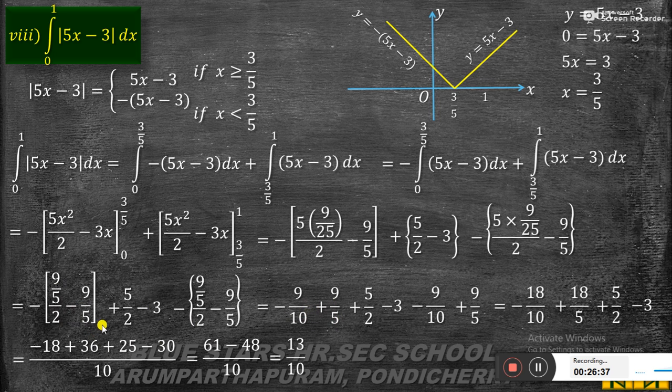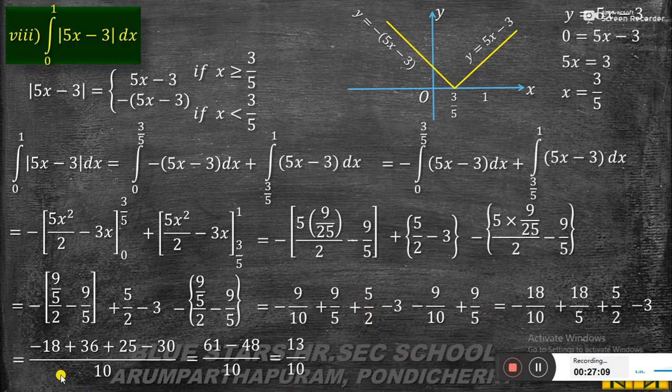So in the next step I write it: plus 5/2 minus 3 minus 9/10 plus, minus into plus, that means minus into minus plus 9/5. So in the next step, you see there is a 2 times of 9/10. So minus of 2 into 9/10 means 18/10. After that, 9/5, 2 times 2 into 9/5 means 18/5. So next 5/2 minus 3.